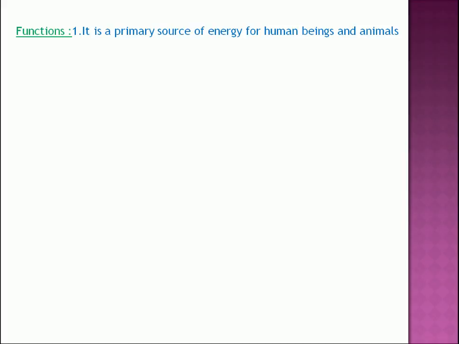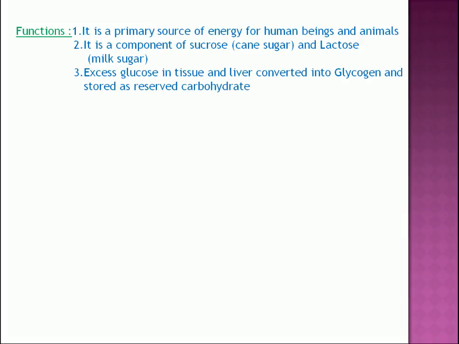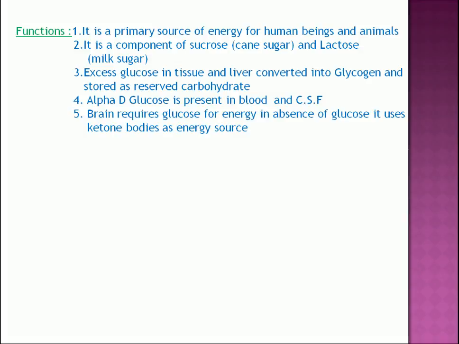Functions. It is a primary source of energy for human beings and animals. It is a component of sucrose, cane sugar, and lactose, milk sugar. Excess glucose in tissue and liver is converted into glycogen and stored as a reserve carbohydrate. Alpha-D-glucose is present in blood and CSF. The brain requires glucose as an energy source. In the absence of glucose, it uses ketone bodies as its energy source.